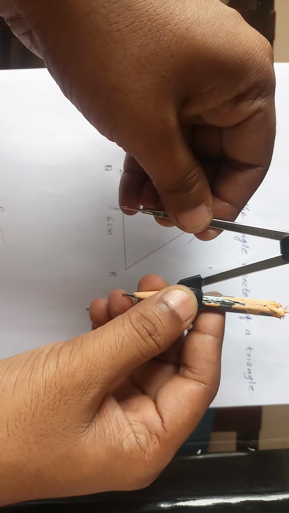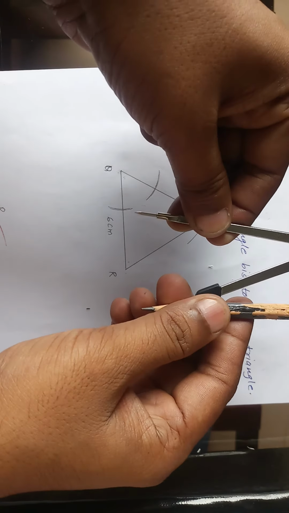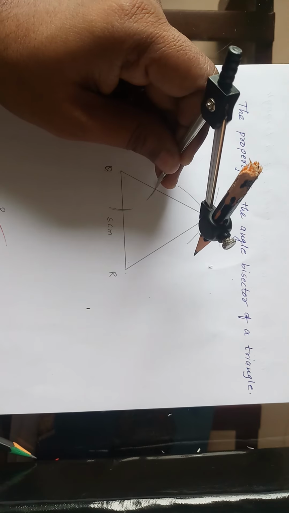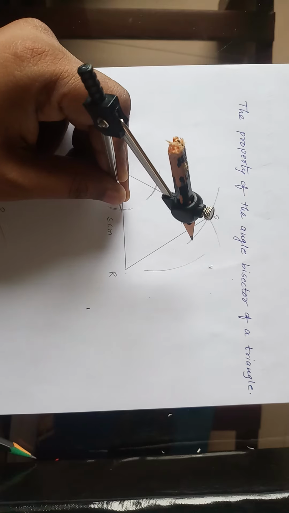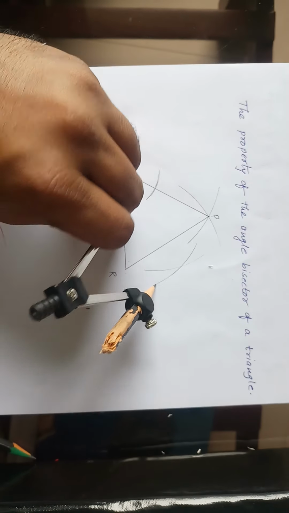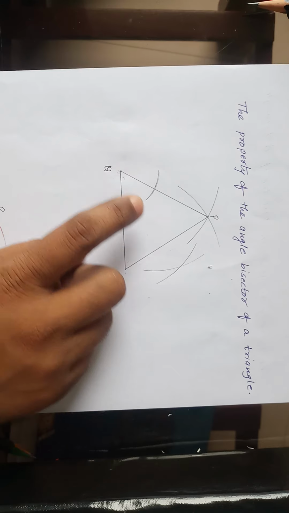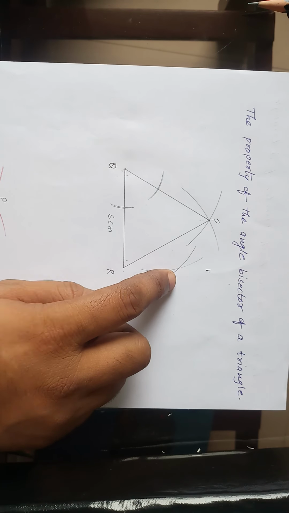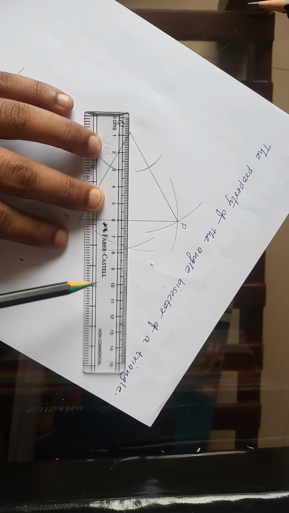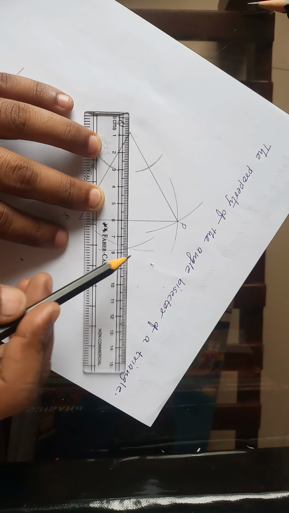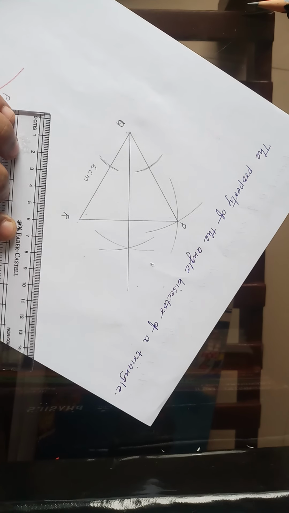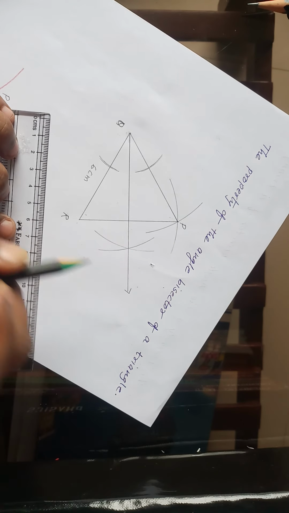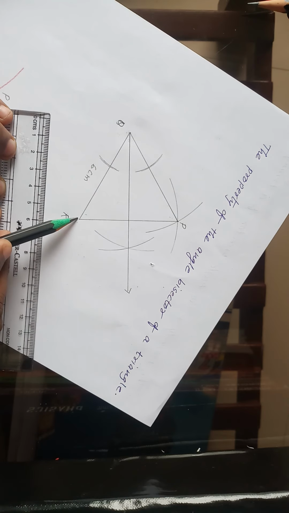Now extend the length of your compass and then draw again two arcs, one from this point and one from this point. Now connect this vertex and the point of intersection of the arcs. This is how we are going to connect the vertex Q and the point of intersection of arcs. Now this line will be my bisector of angle Q. In the same manner we will bisect angle R.